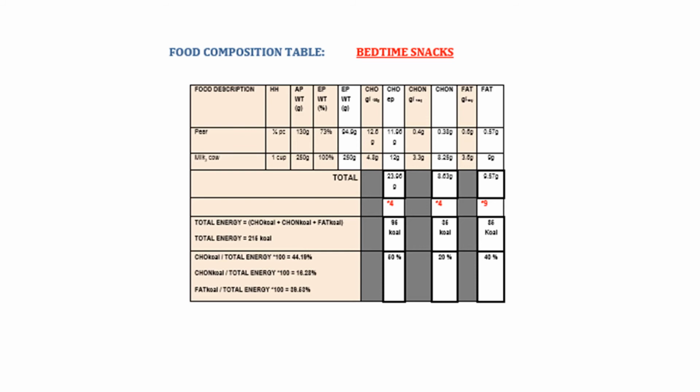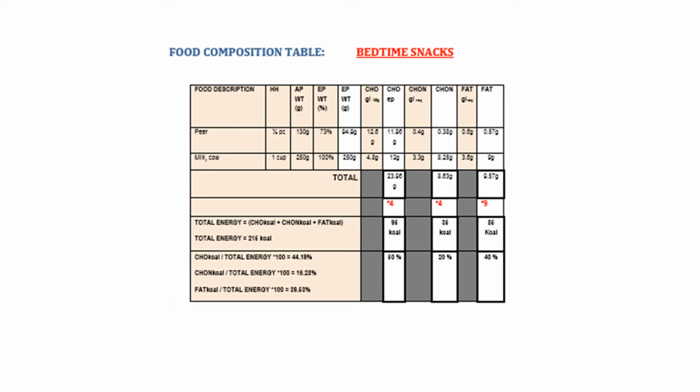The weight of fat in pear is 0.6 grams, and for cow's milk is 3.6 grams. The edible portion of fat in pears is 0.57 grams, and for cow's milk is 9 grams. The total edible portion of the carbohydrates, combining the fruit and the milk, is 23.96 grams. For protein, 8.63 grams, and for fat is 9.57 grams.